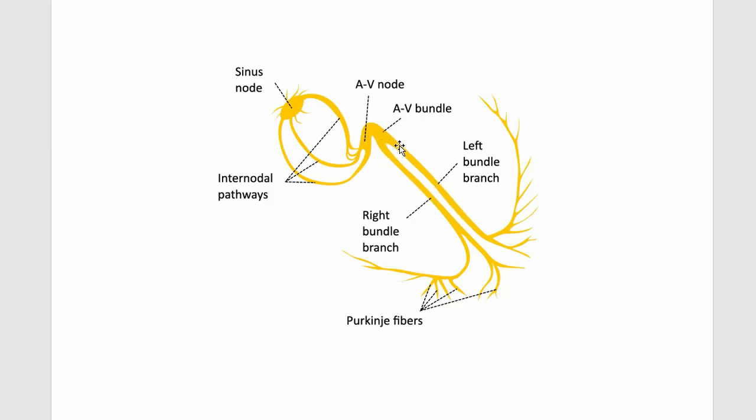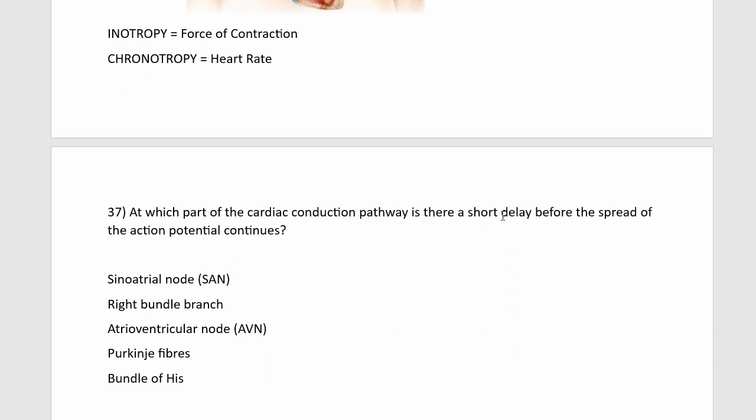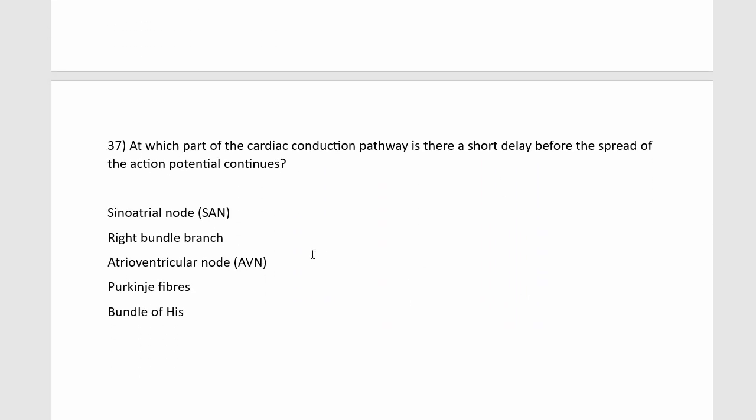This then divides into the left and right bundle branches, so it divides into left and right sides of the heart, which then conduct the action potential to the Purkinje fibers. And these are a network of specialized conductance cells which then carry this action potential back up the ventricles, and this allows the simultaneous contraction of both ventricles. So which part of the cardiac conduction pathway is there a short delay? That is the atrioventricular node.